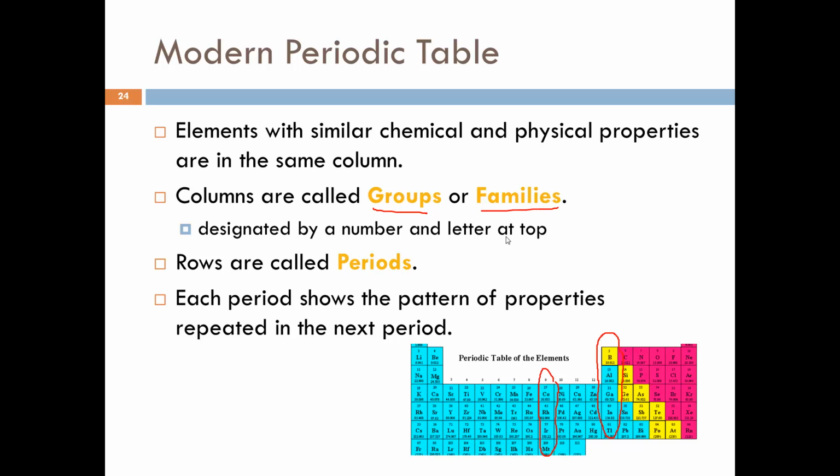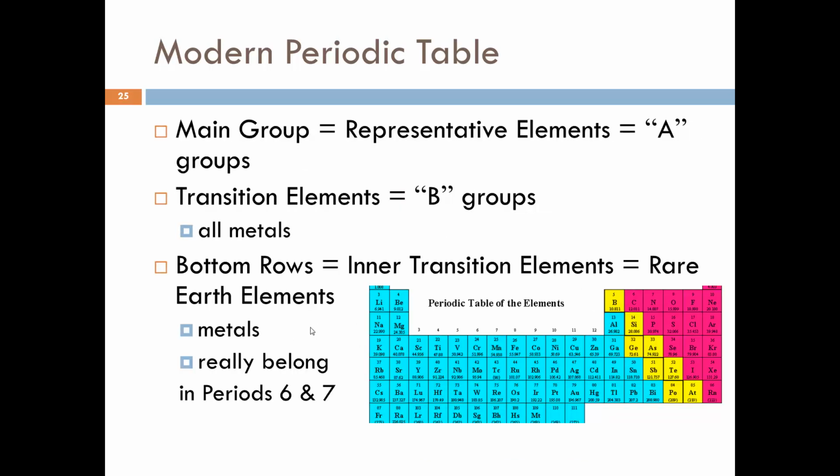The rows are the horizontal ones, going left to right. These are called periods. Each period shows a pattern of the properties repeated in the next period. The main groups are designated by a letter A, so these are up here, and the transition elements are designated by a B. And the transition elements are always metals.